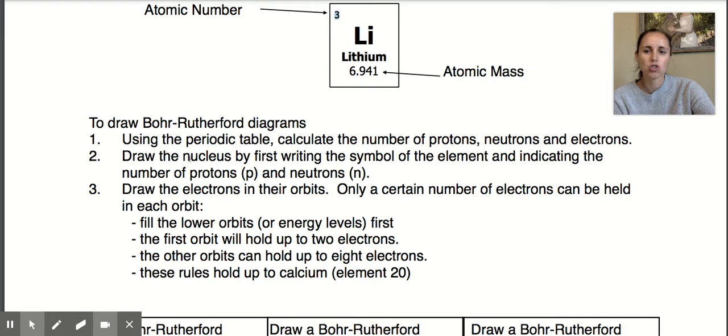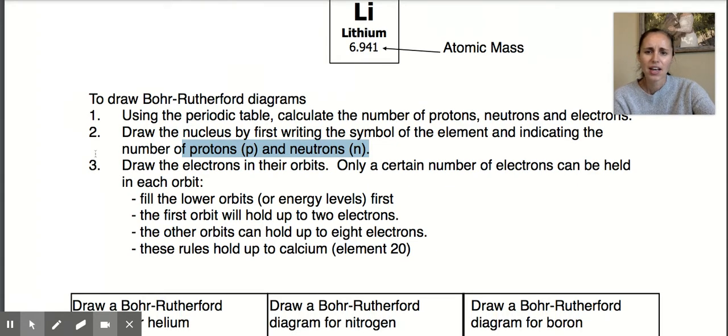You want to start by drawing the nucleus first. You're going to draw the nucleus by writing the symbol of the element, and you're going to indicate the number of protons and the number of neutrons. That's because both protons and neutrons exist in the nucleus. After that, you want to draw the electrons in their orbits. So remember, they exist in orbits as circles around the nucleus.